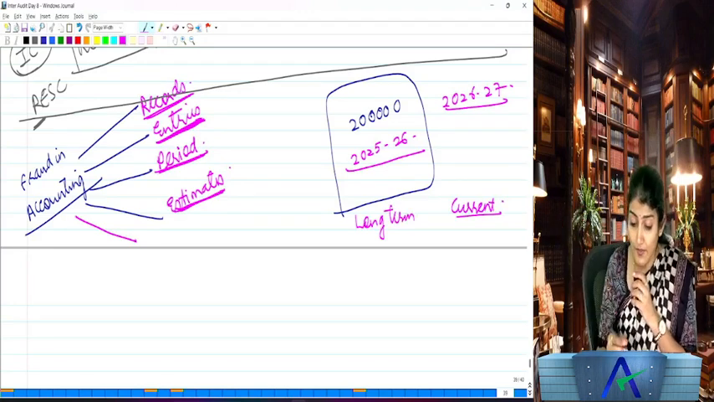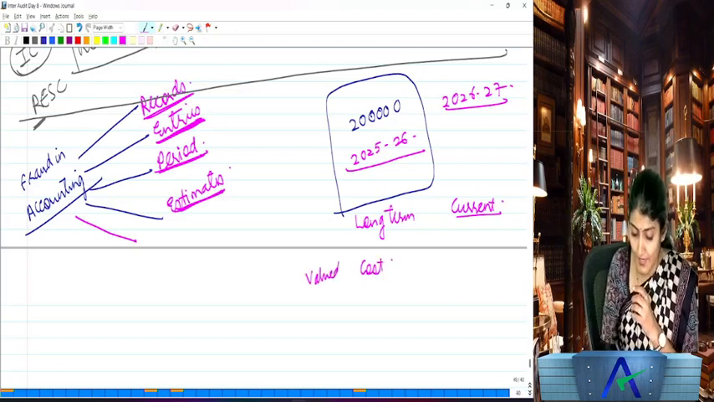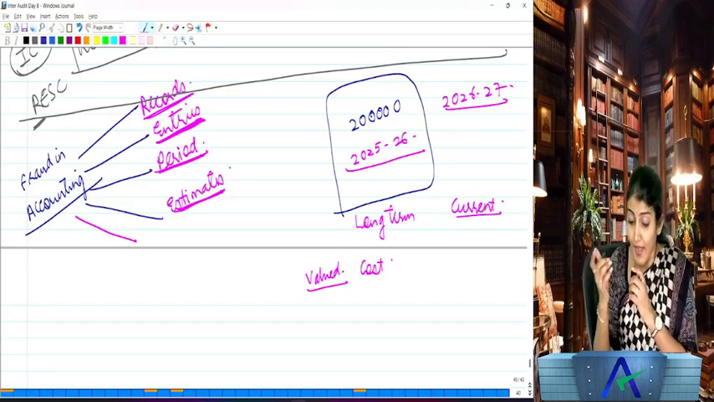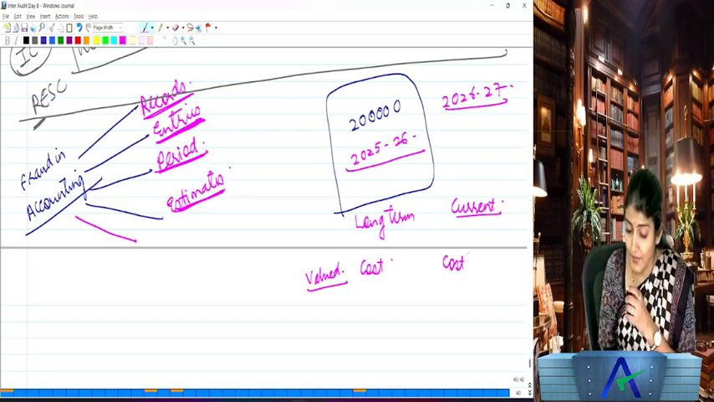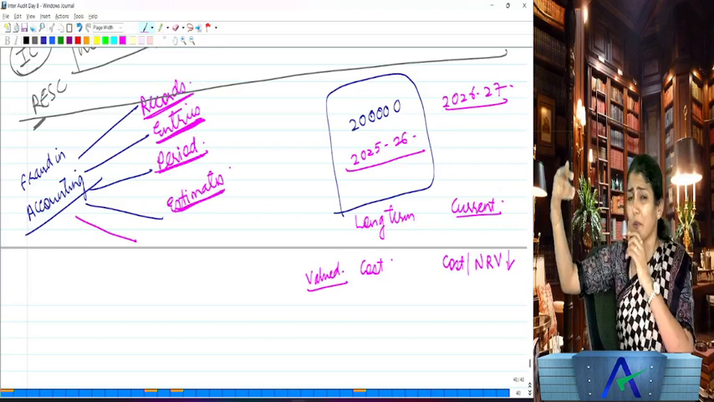Okay, what does it say? Long-term investment should be valued at cost, and only any permanent diminution in the value of investment should be considered. And current investment should be valued at cost or net realizable value, whichever is lower. This is what is told in the accounting standard.